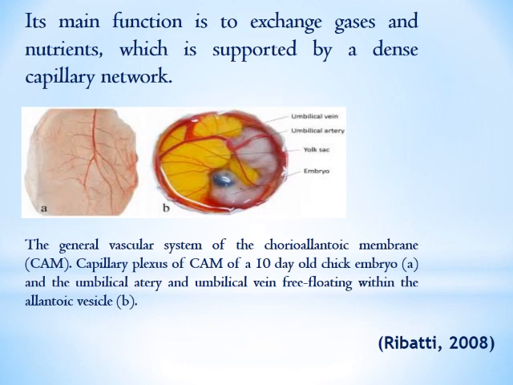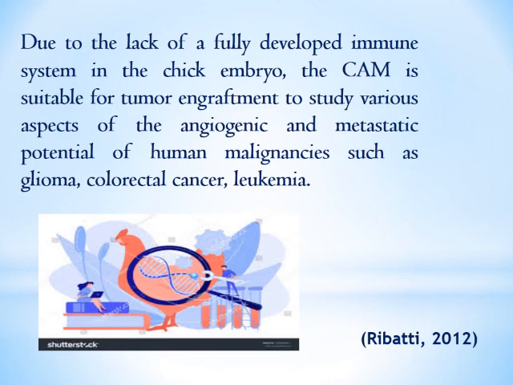This figure shows the general vascular system of the chorioallantoic membrane, in which A shows the capillary plexus of the CAM of a 10-day-old chicken embryo, and B shows the umbilical artery and umbilical vein free-floating within the amniotic fluid. Due to the lack of a fully developed immune system in the chicken embryo, the CAM is suitable for tumor engraftment to study various aspects of the angiogenic and metastatic behavior of human malignancies such as leukemia, glioma, prostate cancer and osteosarcoma. In addition, the CAM has been used to test the biocompatibility of organic and inorganic materials.